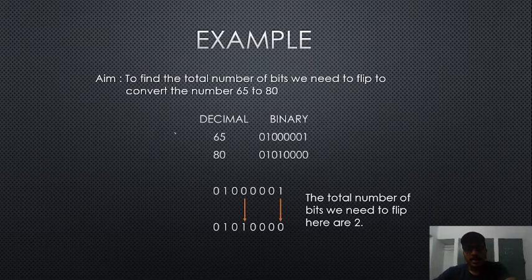So let us start by taking a look at an example. Here we have two decimal numbers, 65 and 80, and our aim is to convert 65 to 80 by flipping bits in the binary representation of 65. In the binary representation of 65, the bits at positions 4 and 8 are dissimilar. So we need to flip those two bits to obtain the decimal number 80. So here the total number of bits we need to flip is 2.